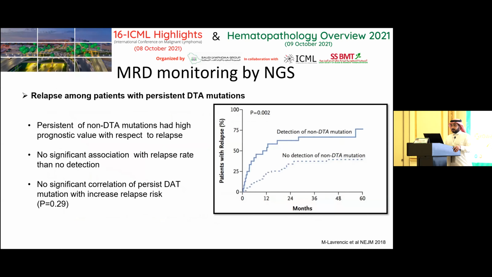Relapse among those patients with persistent DTA mutation: the study shown here found that DTA mutation did not have a high prognostic value with respect to relapse, and there is no significant association with the relapse rate compared to those with no detected DTA mutation. There is no significant correlation of a persistent DTA mutation with increased relapse risk.